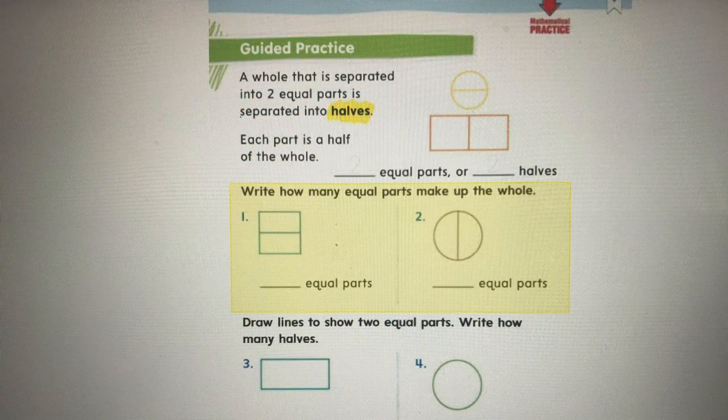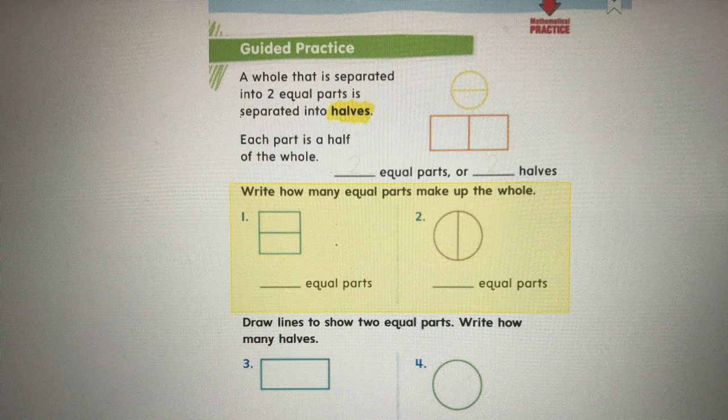Okay, so looking at that circle and rectangle on the right that is yellow and orange, it says that a whole that is separated into two equal parts is separated into halves. A whole shape cut and separated with a line makes two equal parts. So each part is a half of a whole. Two equal parts or two halves. Go ahead and take your pencil and trace over the two equal parts or the two halves on your line.